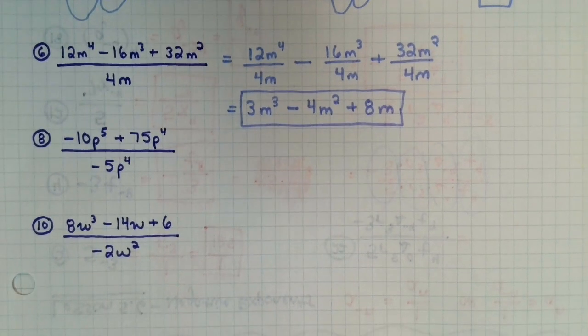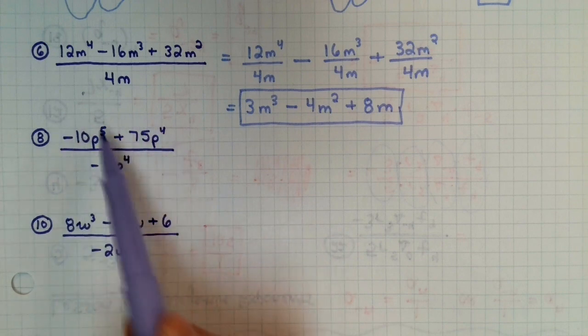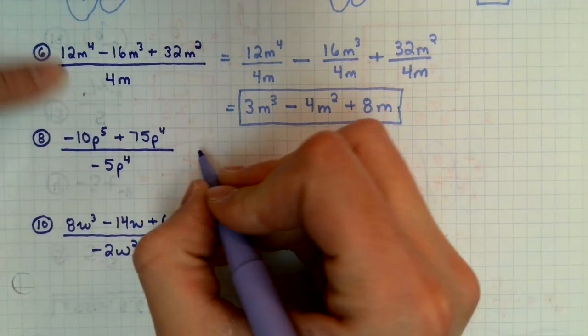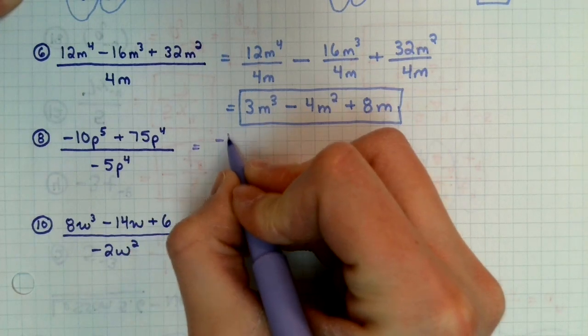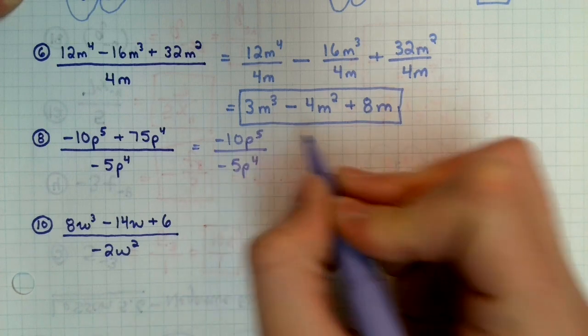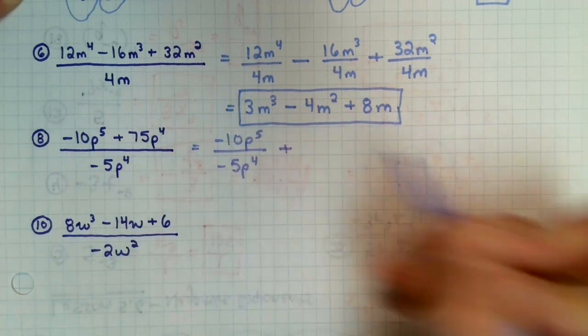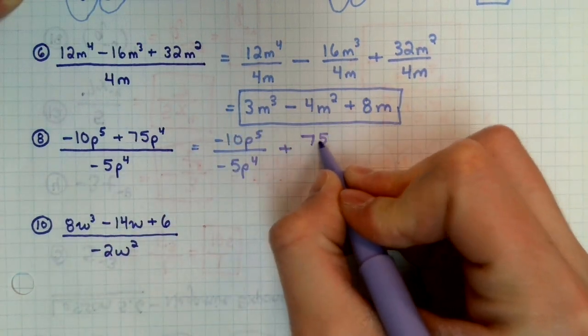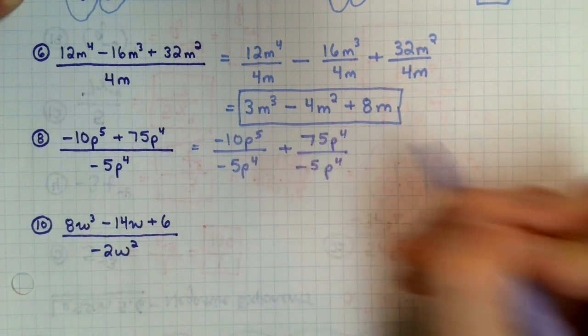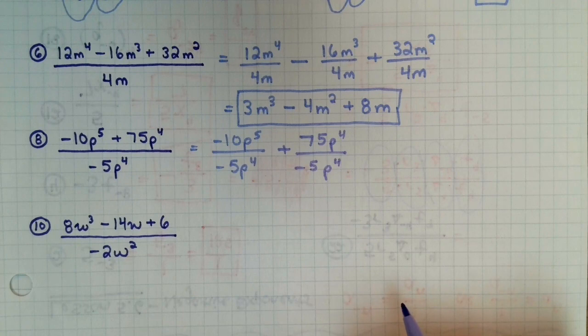The next one's going to be very similar, except for now we have a binomial divided by a monomial, but the setup is going to be exactly the same. So we're going to start off by doing negative 10p to the 5th over negative 5p to the 4th. We've got a plus sign in between, so we'll have a plus sign in between here. 75p to the 4th over negative 5p to the 4th. So now, we just need to simplify each of these.